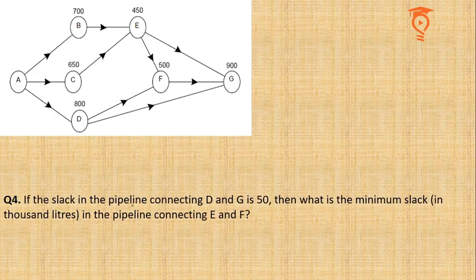If the slack in the pipeline connecting DG is 50, so pipeline DG, the slack is 50, that means the flow is 700. Okay, if the flow in this pipe is 700 and you see that the requirement at depot D was 800, that means 1500 was sent here, the flow, and that also means that 0 is flowing in this pipe DF. All this we know. We also know that 700 is already reaching G. So these 2 pipes FG and EG together will get only 200. Okay, so what is the minimum slack in the pipeline connecting EF?